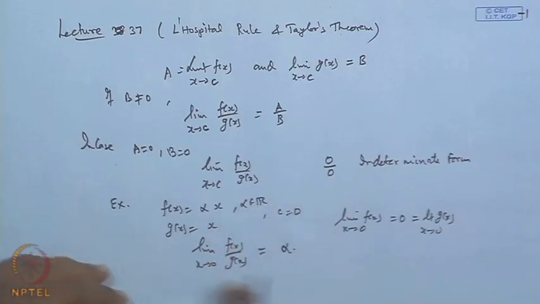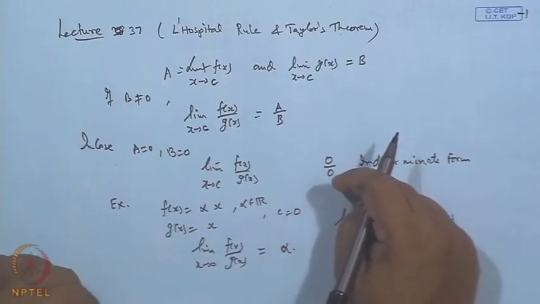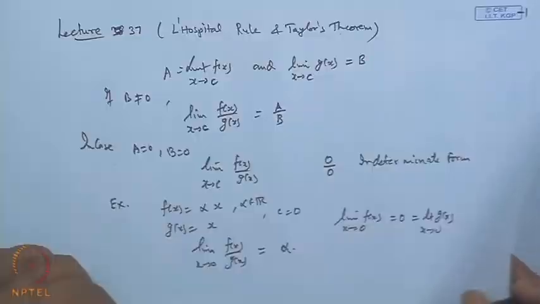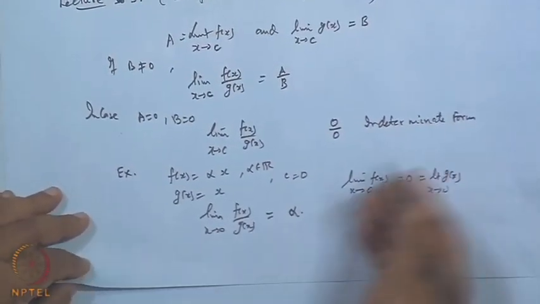So it means that when the limit of f(x) by g(x) amounts to 0 over 0, it may exist and have a real number value, or sometimes it may not exist also. We will take some example where the limit does not exist. Say, for example, the limit does not exist.